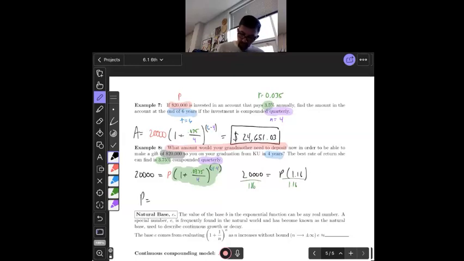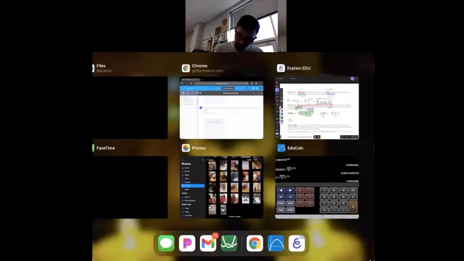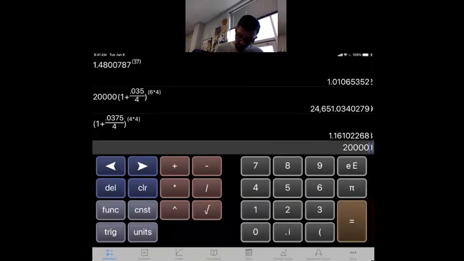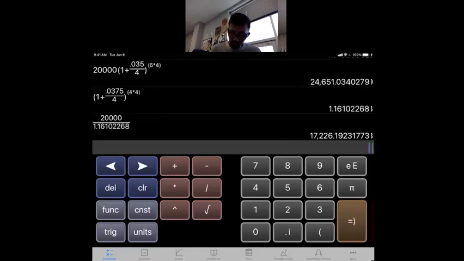So 20,000 divided by that. I'm going to take 20,000, make sure I got enough zeros there, and then divided by, I'm just going to tap my screen. It'll bring that number down for me. Otherwise, you need to type that whole thing in. And so I get $17,226.19. That's what she would have needed to deposit into the savings account in order to get that gift of 20,000 in the end.